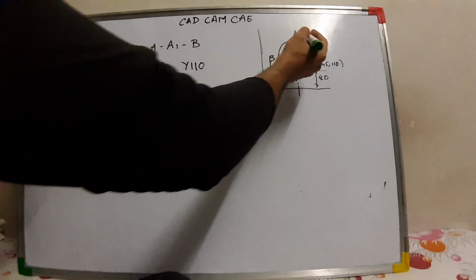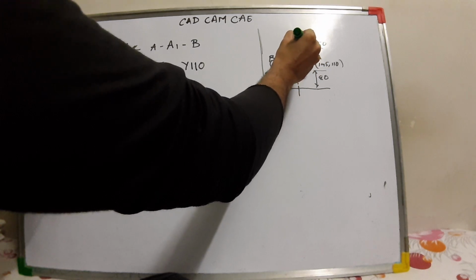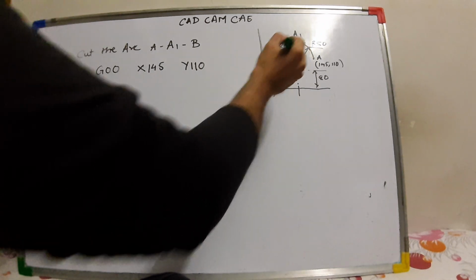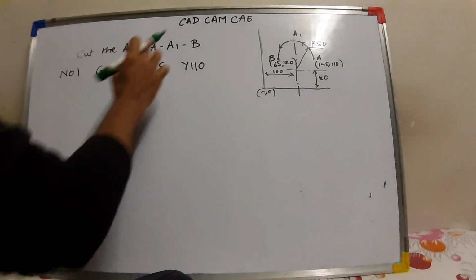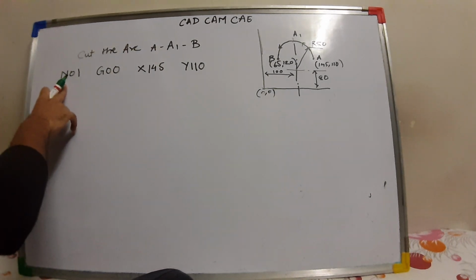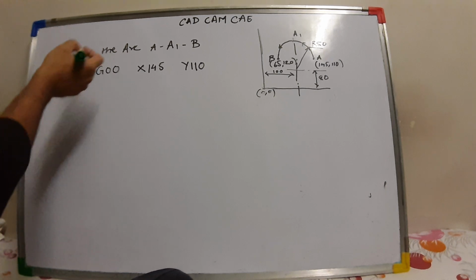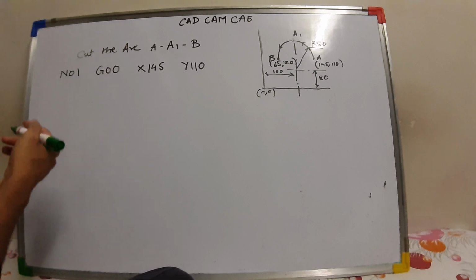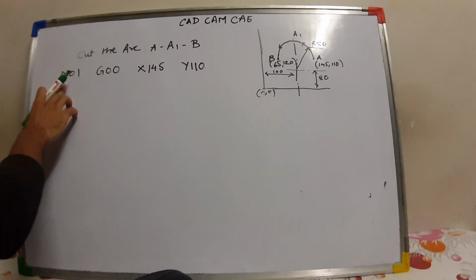First you're supposed to understand, I have missed out something. Here in the question the direction is given. The arc is supposed to go from A dash to B, so it is going this way. This is the first line of the program, N01. It depends on you, you can name it N10, N50, N100. You can start with anything. So N01, line number 1.